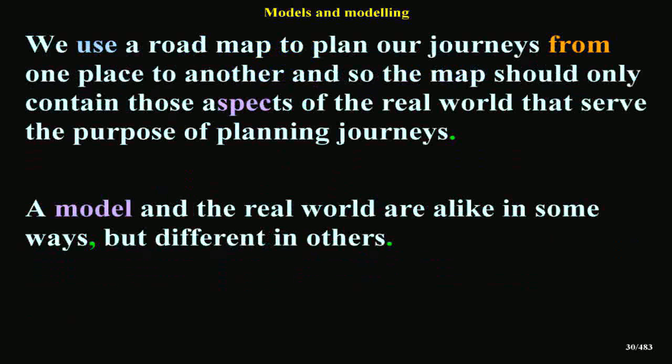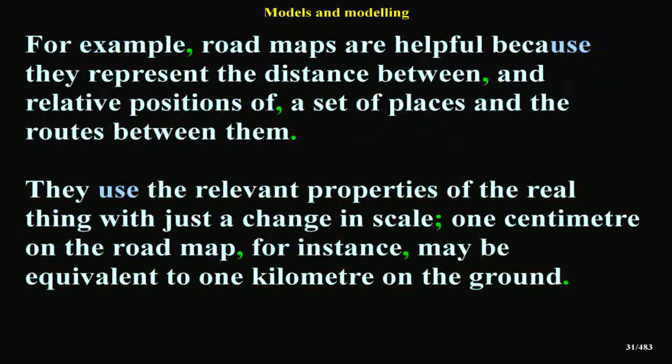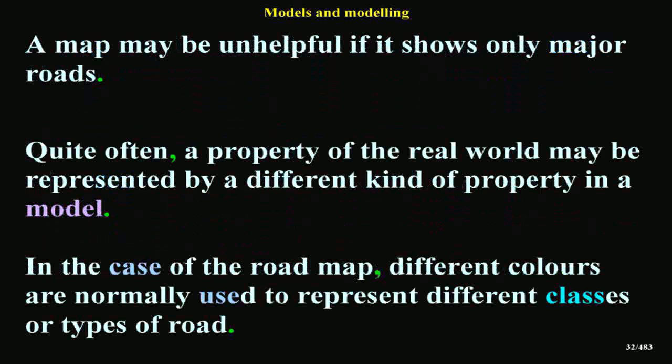A model and the real world are alike in some ways, but different in others. For example, road maps are helpful because they represent the distance between and relative positions of a set of places and the routes between them. They use the relevant properties of the real thing with just a change in scale. 1 centimeter on the road map, for instance, may be equivalent to 1 kilometer on the ground. A map may be unhelpful if it shows only major roads.